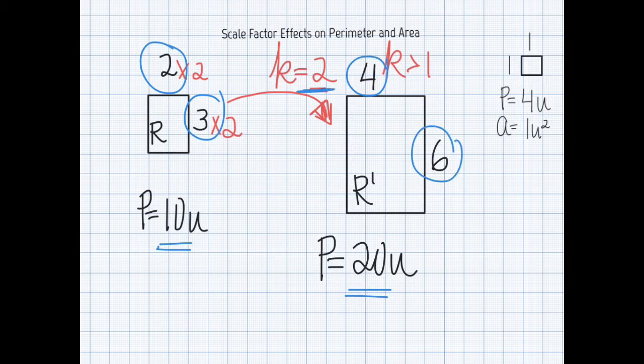Did this hold true to the perimeter as well? Well, yes, it did. It also got 2 times bigger. It went from 10 units to 20 units because we applied a scale factor of 2. So, we can conclude that since the perimeter is only a one-dimensional measurement, we can multiply the scale factor to the perimeter of the original figure to find the perimeter of the new figure.